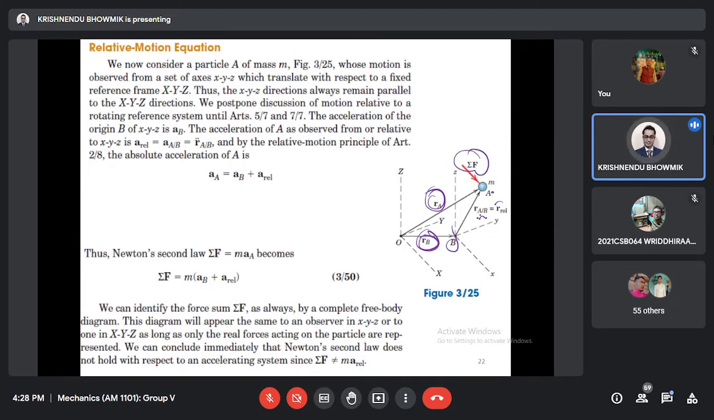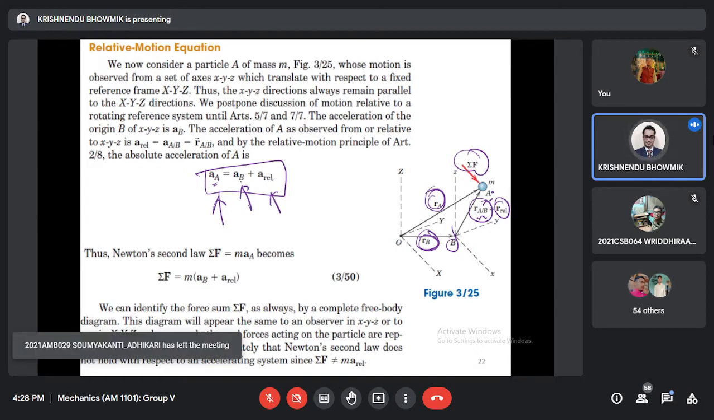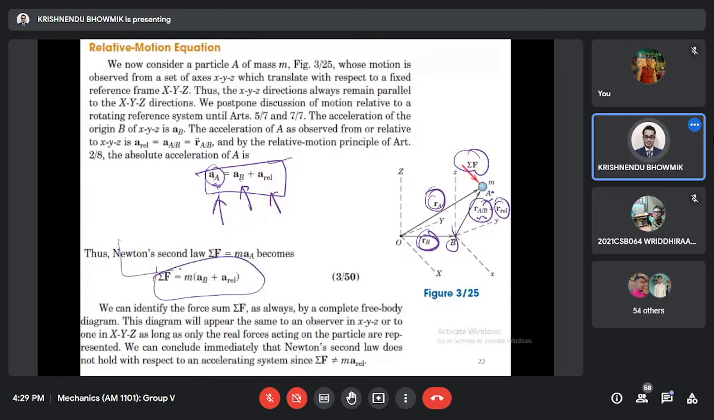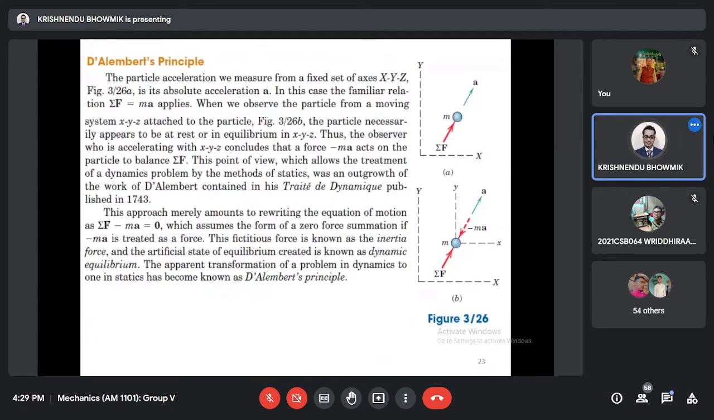So the relative position of A with respect to B is R relative equal to R_AB. Doing the derivative, somebody can have this form: absolute acceleration of A equal to absolute acceleration of B plus relative acceleration of A with respect to B. Now somebody can utilize this relationship to get this. Once again, somebody can utilize Newton's law. Once you solve the problem, you can easily understand this.